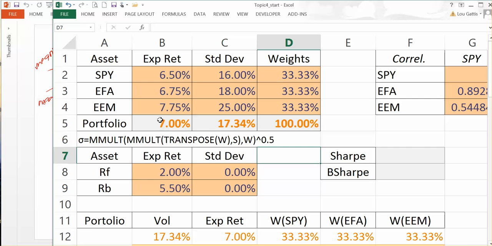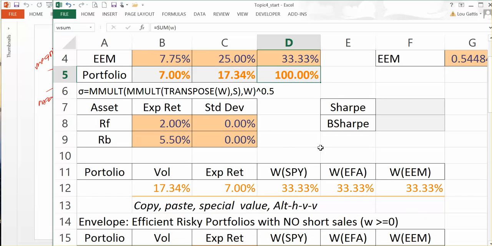I created some named ranges. This is the portfolio mean. I called it mean. Here's the portfolio vol. I called it vol. Here's the sum of the weights, and I called it Wsum. I created several more named ranges. Here is RF, the expected return of the risk-free asset, 2%. Here's the borrowing rate of 5.5%. That's RB. And I created some named ranges in these blank cells, Sharpe and B Sharpe.